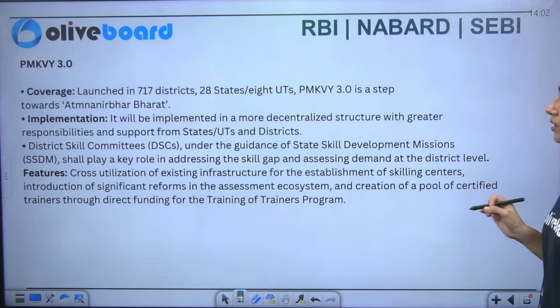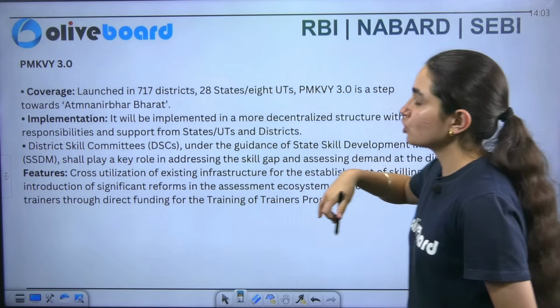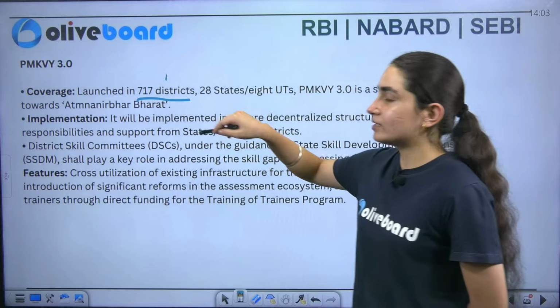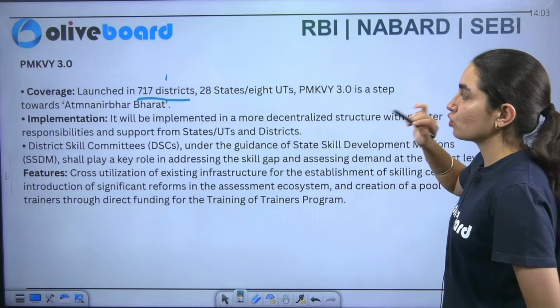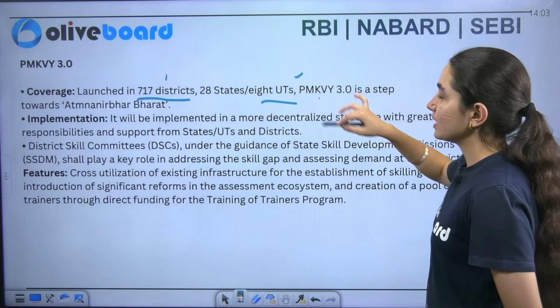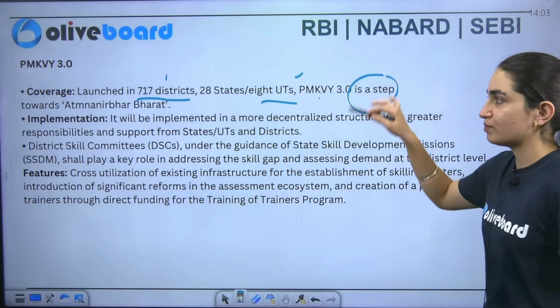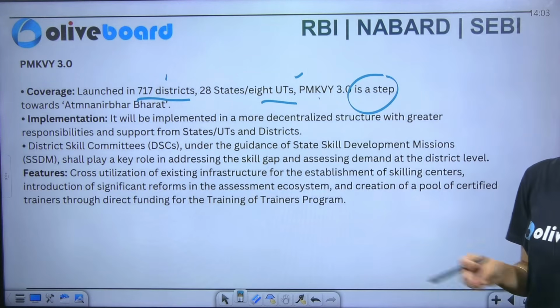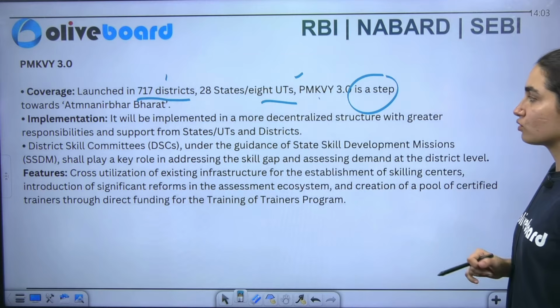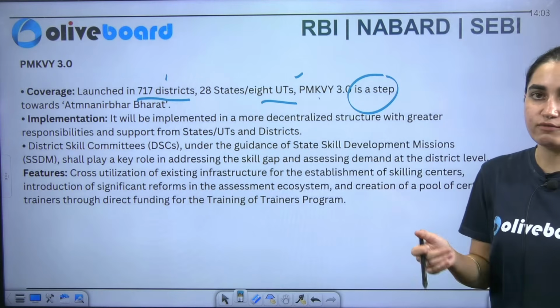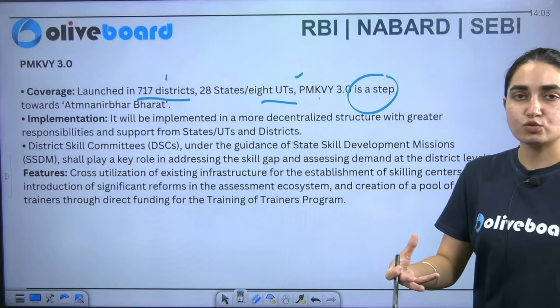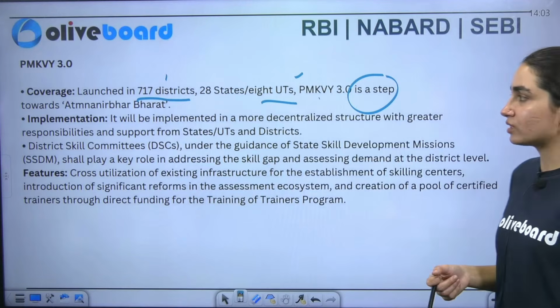Then we have 3.0. इसके बाद further expansion हुआ which ensures that 717 districts in which it was launched. It included 28 states and 8 UTs. Specifically it was working towards the Atmanirbhar Bharat. Or implementation की अगर मैं बात करूँ, that was in a decentralized way. Okay, that was in a decentralized way. It was trying its best to reach out to the grassroots levels also.